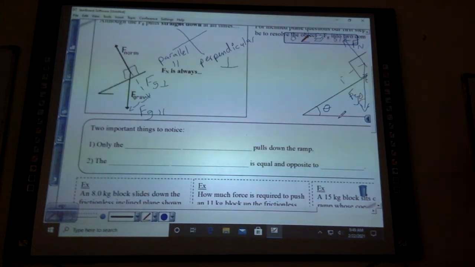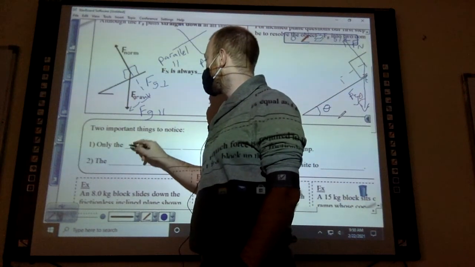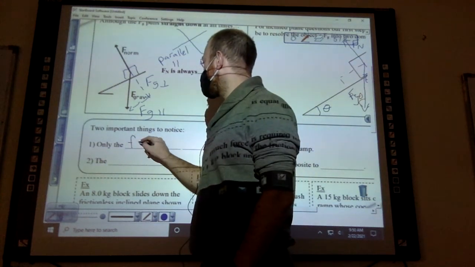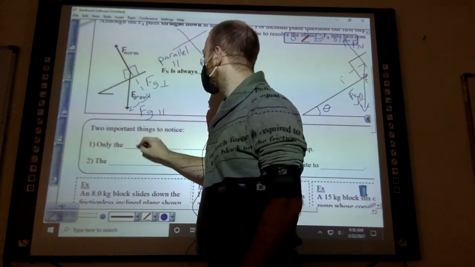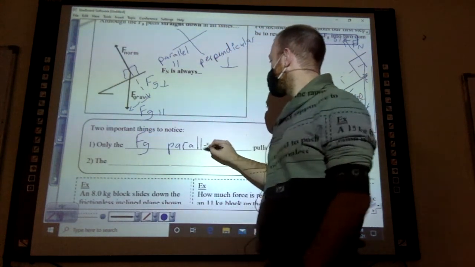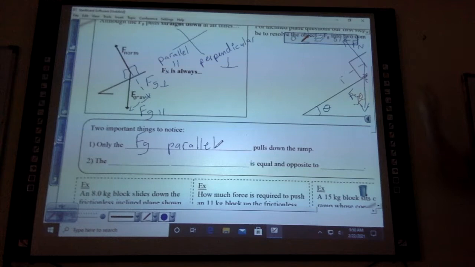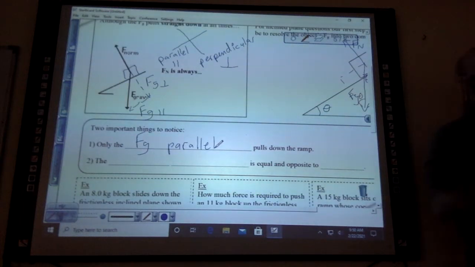My parallel. The parallel one is what's pushing it down the surface. So only the parallel portion of force of gravity, let's say FG parallel, only FG parallel pulls down the ramp. Okay? What is the FG perpendicular doing? So it doesn't move it, but what is it doing? Because it's doing something.